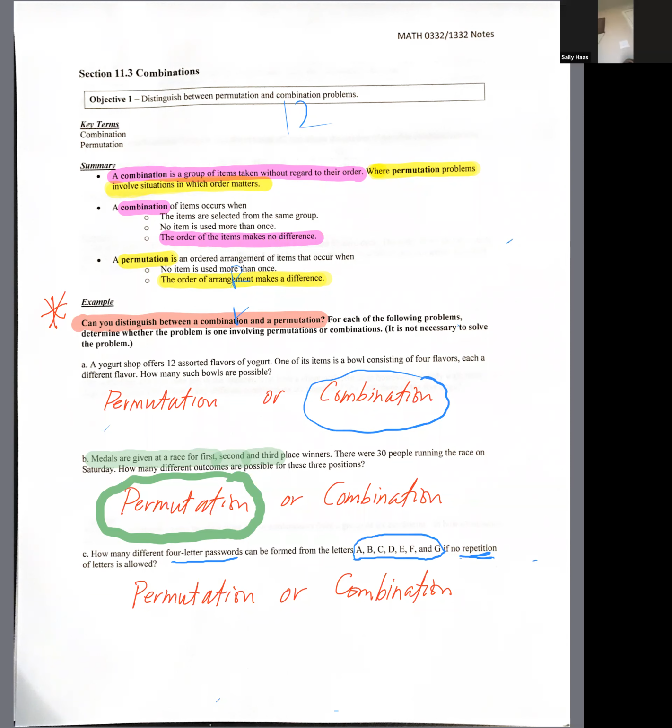If they start talking to us about, like, the first letter has to be a vowel, well, in our list here, A is a vowel, and so is E. So it does matter who gets to go first that time. But in this case, they just flat out said a 4-letter password. No order implied whatsoever.